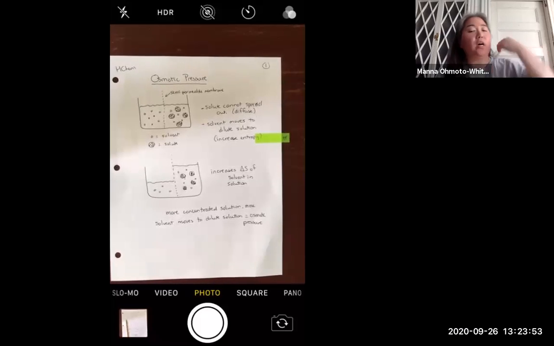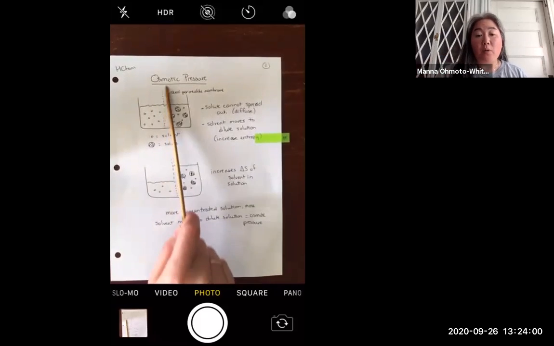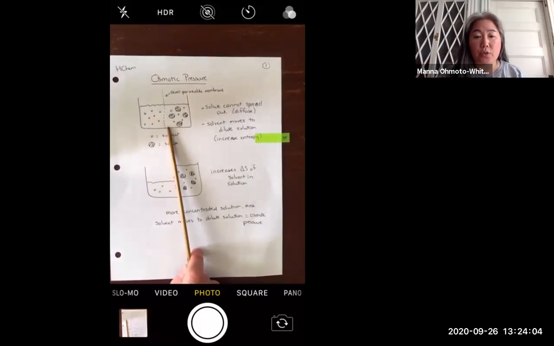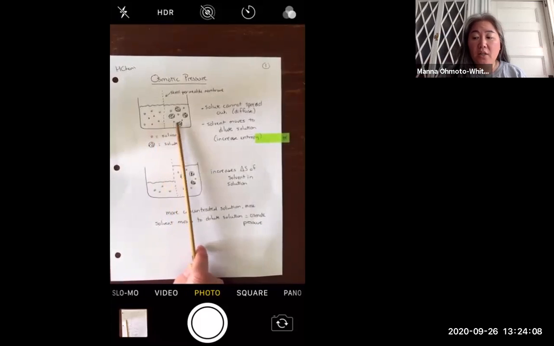Osmotic pressure. So osmotic pressure, you first have to understand osmosis. Osmosis involves a semi-permeable membrane and a separated set of solutions. In this case, one side is just the pure solvent, and on the other side of this semi-permeable membrane is a solution. I have solute particles and solvent particles.